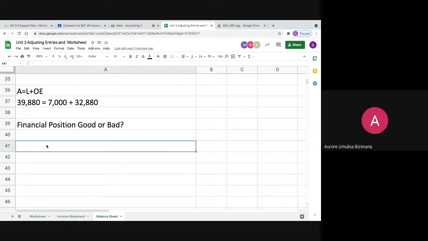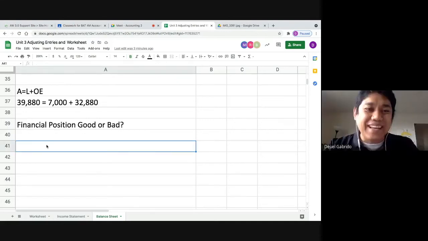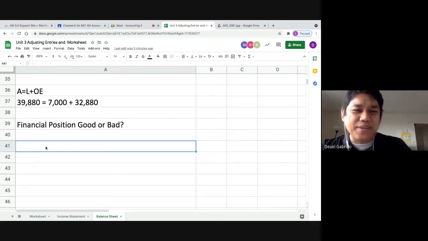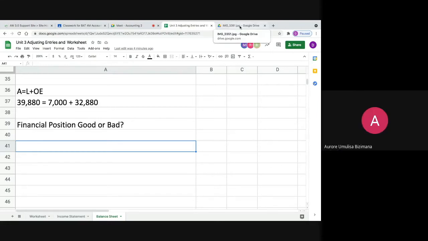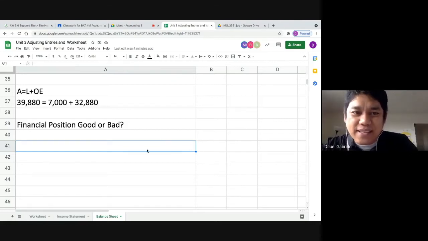It's Jeff Bezos. How much is the net worth? The net worth is the OE. How much? Do you see there? 188.5 billion.